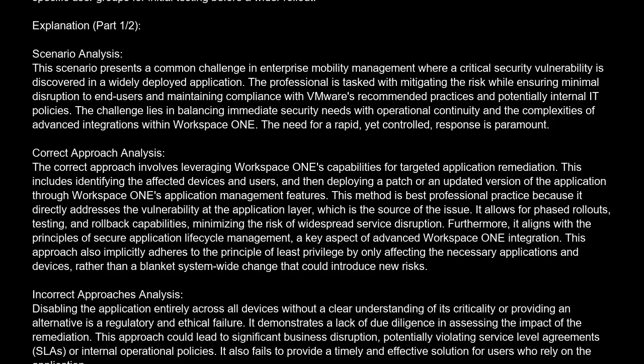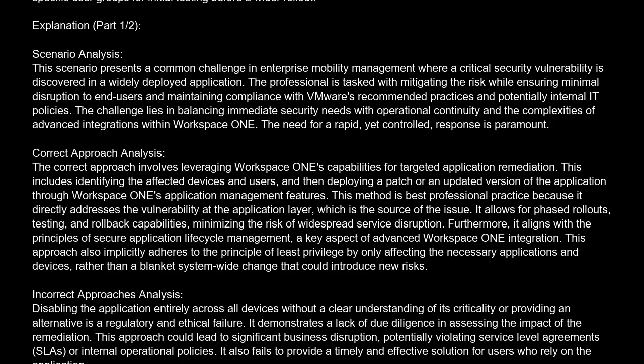The challenge lies in balancing immediate security needs with operational continuity and the complexities of advanced integrations within Workspace ONE. The need for a rapid, yet controlled, response is paramount. Correct approach analysis. The correct approach involves leveraging Workspace ONE capabilities for targeted application remediation.